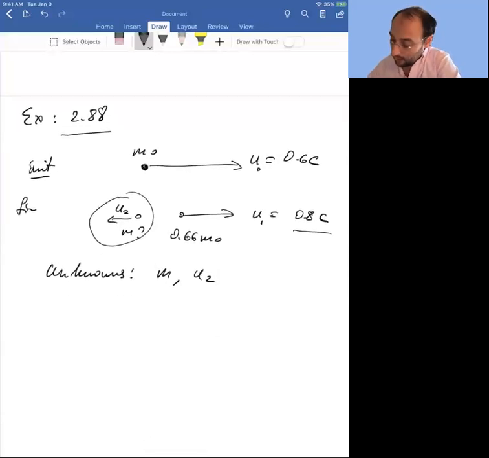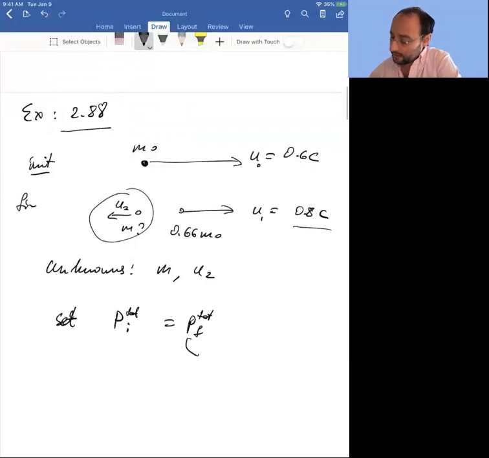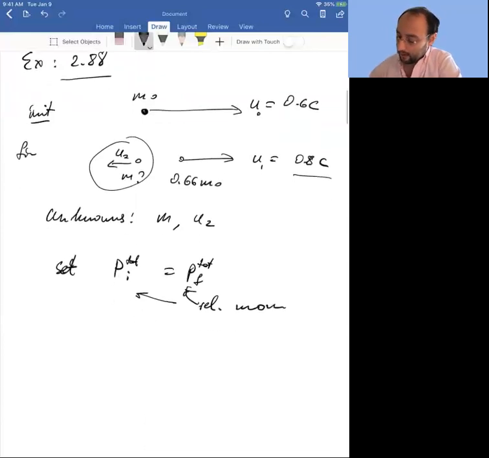So set P total initial equals P total final. In one dimension, I'm not putting arrows over letters, and this is relativistic momentum. Like we're doing grown-up stuff. And second, you set E total initial equals E total final. Two equations, two unknowns, plug and chug, solve for M and U2. The rest is just math.